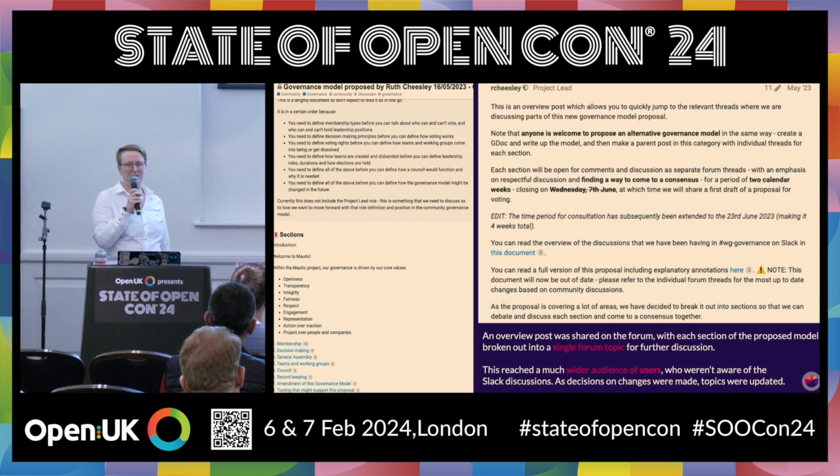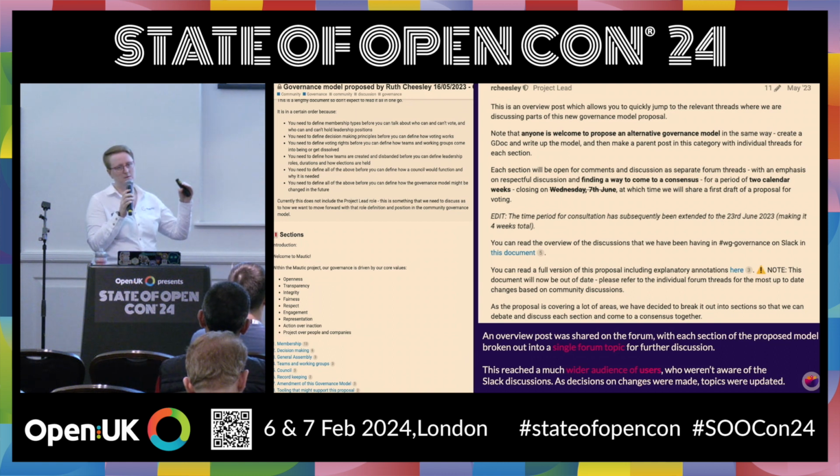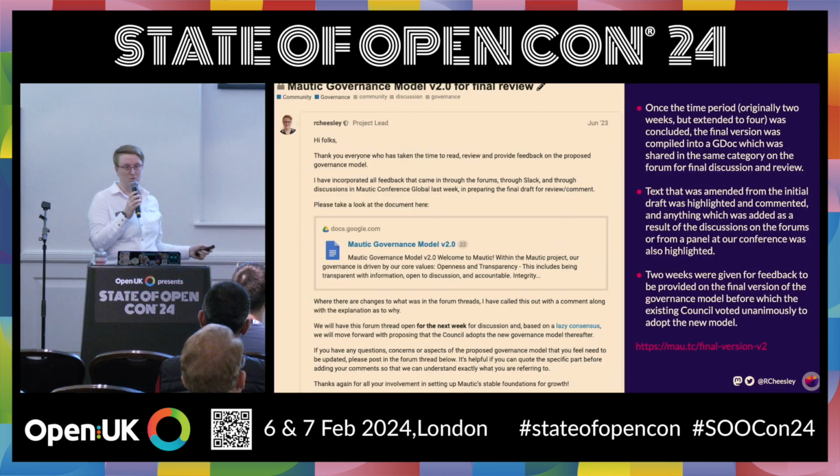When we got to a point where we had a model, I put it on the forum and chunked each section into its own forum thread. So people could then go and discuss just that section in that thread, and then based on the feedback, we updated the initial post in that thread, and then brought them all together in a final governance model.